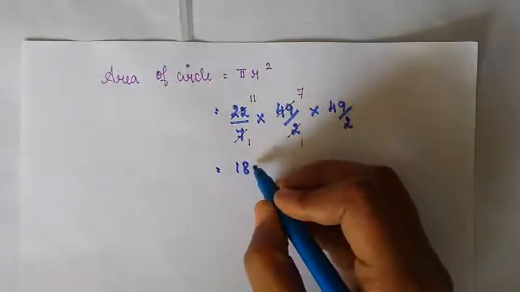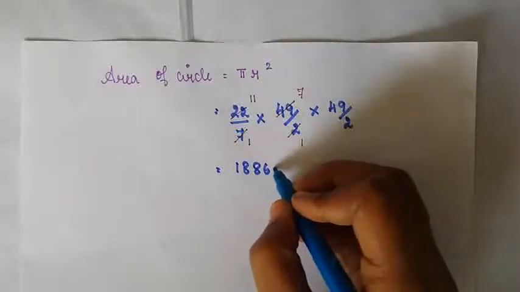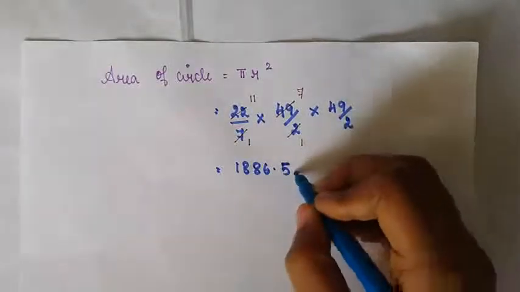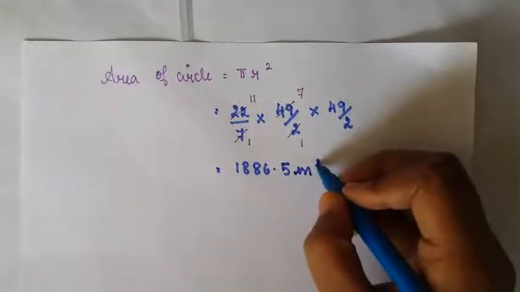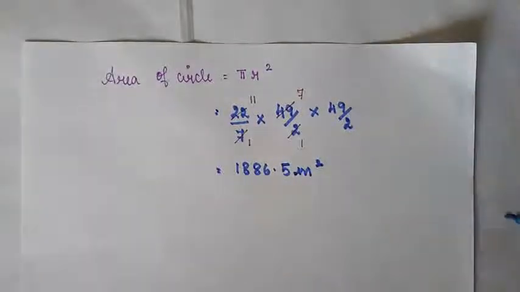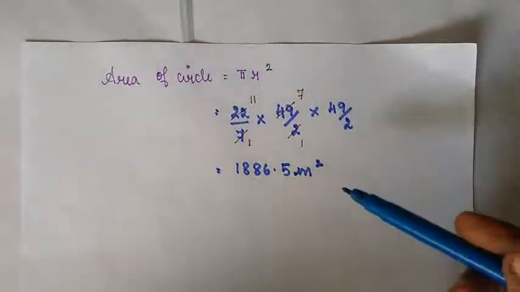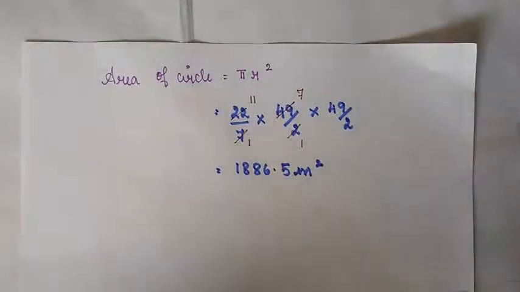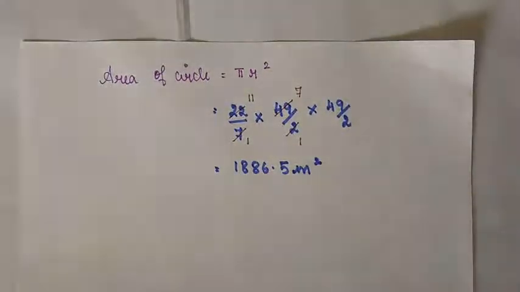The value is 1886.5 meters square. So this comes out to 1886.5 meters square. Next, let me take question number 4.